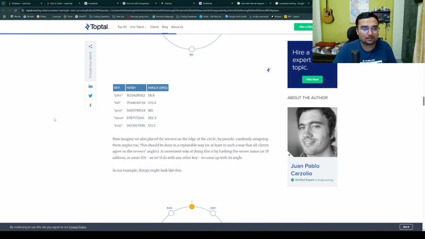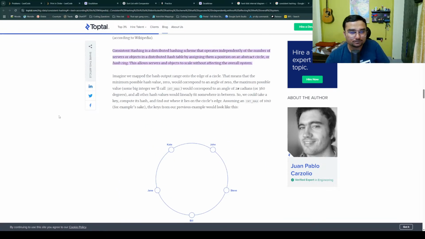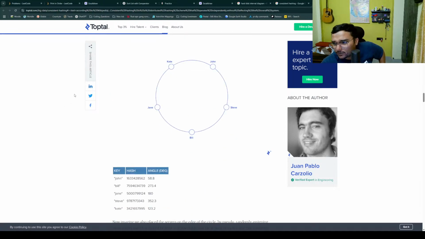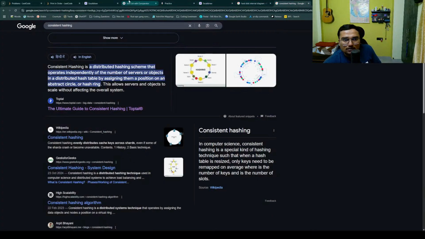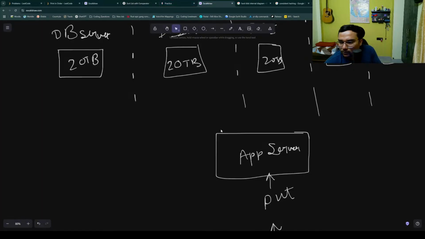Okay, consistent hashing is a distributed hashing scheme that operates independently of the number of servers or objects in a distributed hash table by assigning them a position on an abstract circle. Basically, we distribute data on an abstract circle such that it is distributed evenly and it is easier to track. If we get a request for a key, we immediately know, using a formula, which sector of the circle it is stored on.